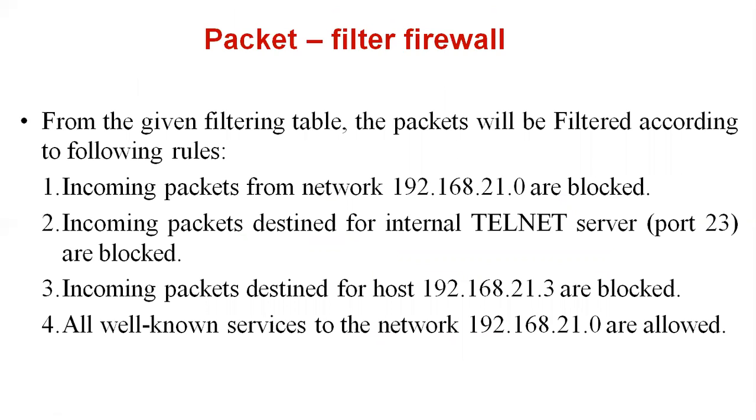From this filtering table, the packets will be filtered according to the following rules. That is, the incoming packets from the network are blocked. Similarly, the incoming packets from port address 23 are also blocked. Incoming packets from the address 192.168.21.3 are also blocked. All the well-known services to that particular network, 192.168.21.0, will be allowed.